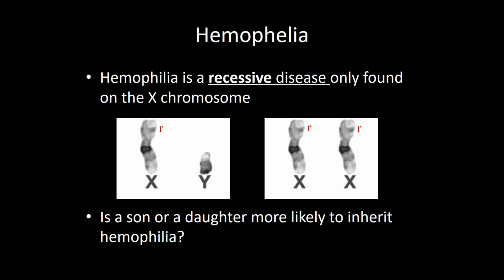So we just saw this, and I want to show you the chromosome version of this, to remind you why we're writing X and Y. When I write X little r, Y, I mean that this gene, the little r, is on this chromosome, but it's not found on this chromosome anywhere. This would be a male with hemophilia, like I just wrote in the last slide, and this would be a female with hemophilia. They both have hemophilia. So the question is, is a son or daughter more likely to inherit hemophilia?